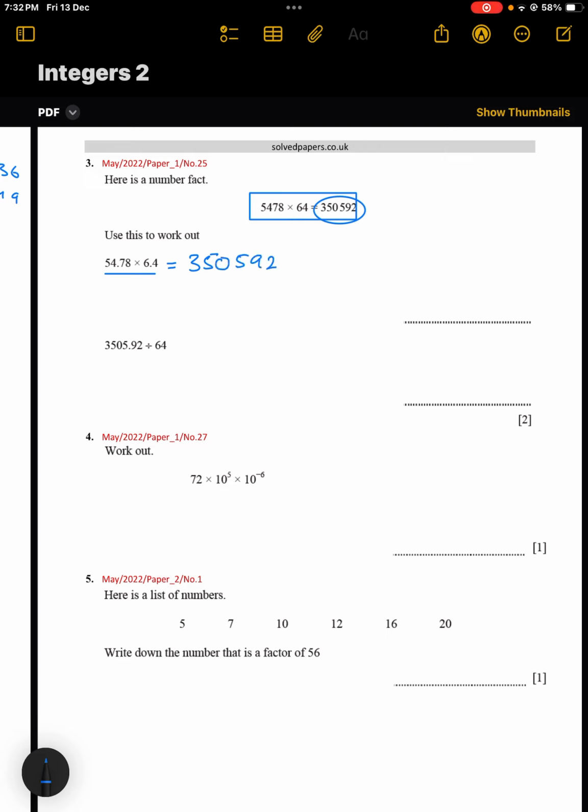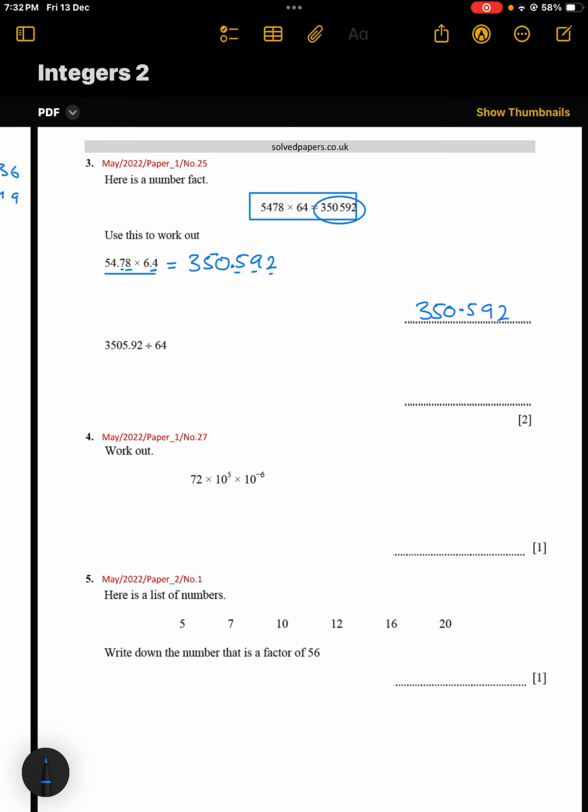592, and we will now count the digits which are after the decimal. So 1, 2, 3. So we will put our decimal point after 1, 2, 3. We'll put our decimal point here. So the answer will be 350.592. This will be our answer.